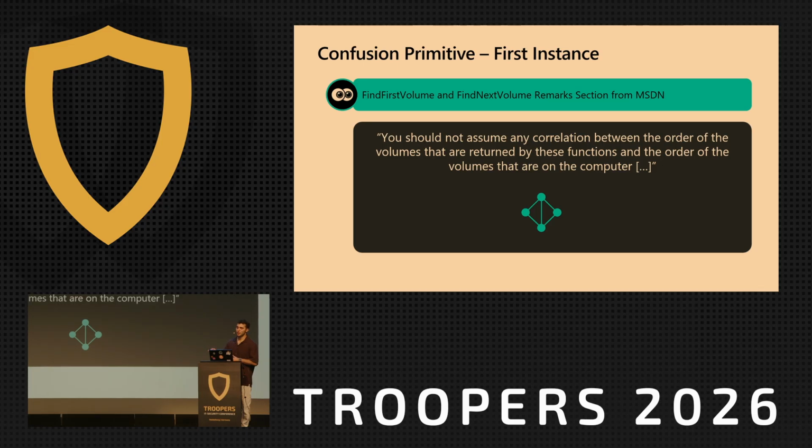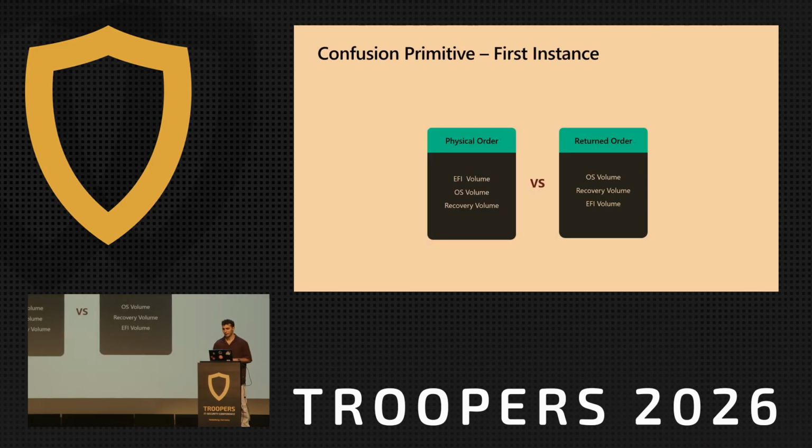It says that one should not assume any correlation between the order of the volumes that are returned by these functions and the order of the volumes that are on the computer. So there is no correlation, right? These APIs perform further filtering under the hood. So let's compare the physical volume ordering and what is actually returned. The physical volume ordering is what probably a developer would think would be returned by these APIs. In most cases, the physical volume layout is first the EFI volume, then the OS volume, and then the recovery volume, the last volume in the layout.